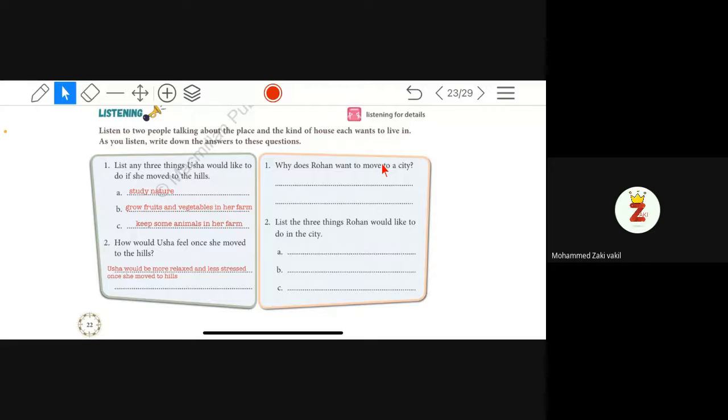Why does he want to move to the city? Because he wants to go to concerts, and the town is the most boring place on earth.